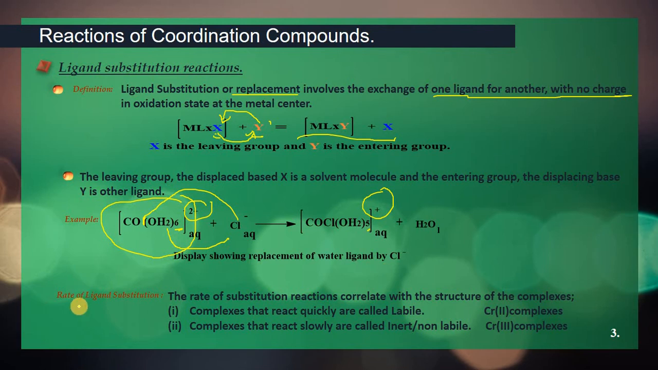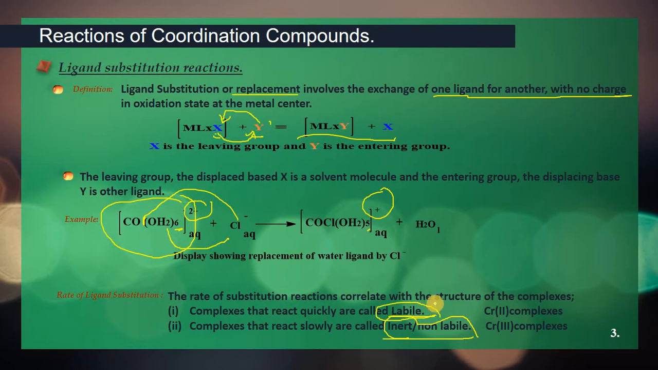Now we should understand that we have the rate of ligand substitution, which is the rate at which the reaction takes place. The rate of reaction correlates with the structure of the complex. Complexes that react quickly are called labile, while those that react slowly are called inert or non-labile. I would like us to take note of this because subsequently we will be using labile and inert. Inert simply implies lacking the ability to move.